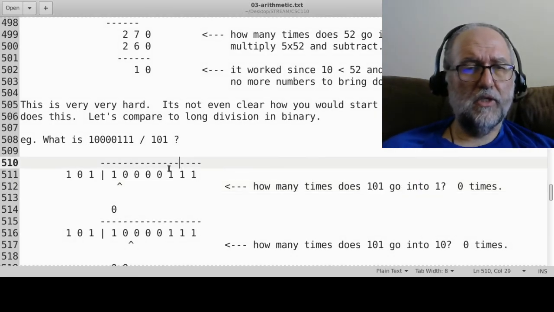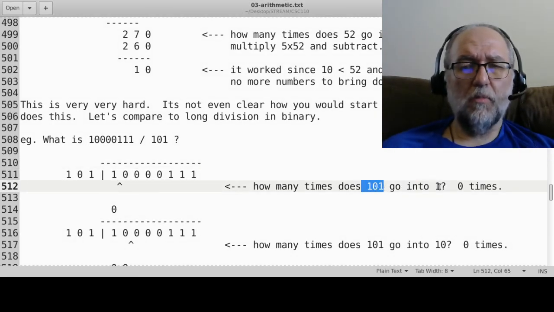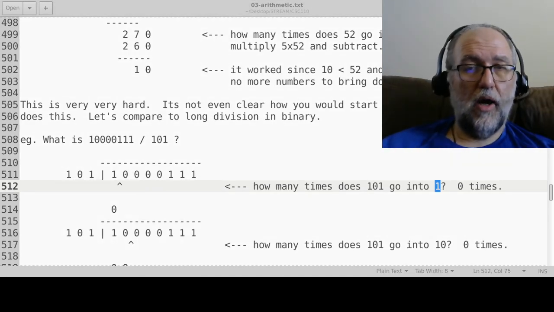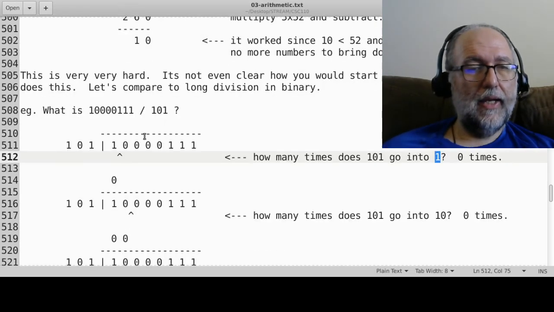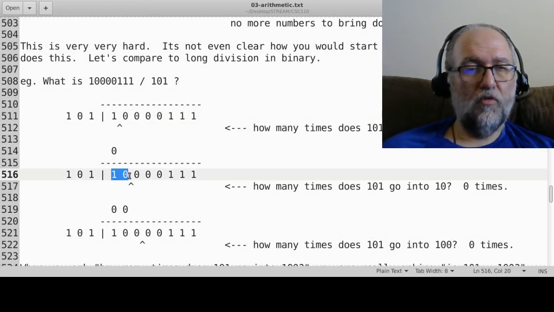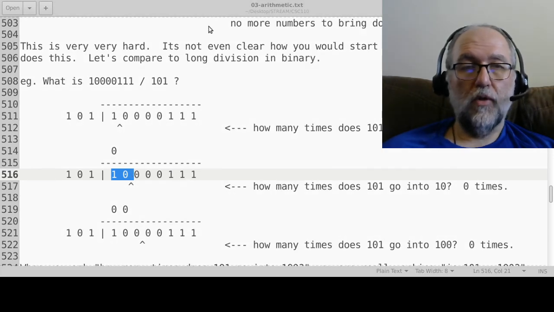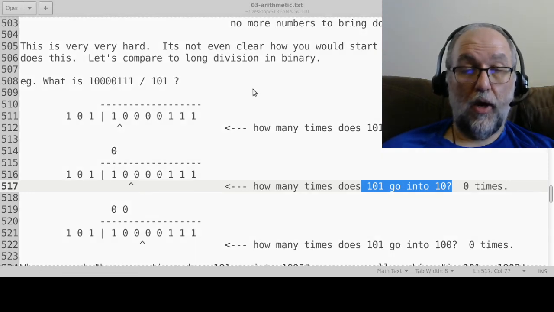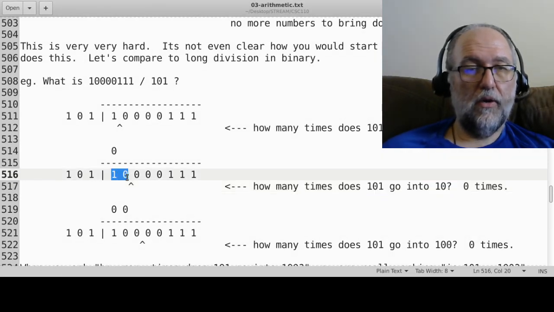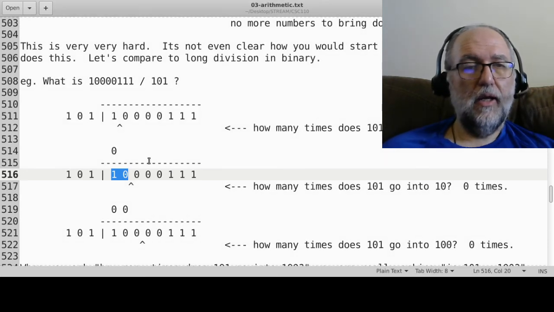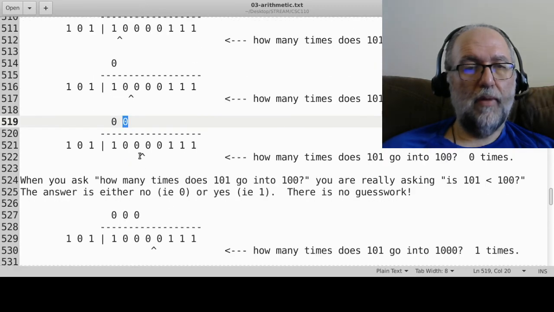So in this particular case, you say, okay, is 101 smaller than 1? Well, no way. 101 is like 5 in decimal, and 1 is just 1. Is 5 smaller than 1? No. Okay, so 0 times. And again, I put in the 0 there just as a placeholder. Then you move your little mental marker over. Okay, 101. And now you ask the question, how many times does 101 go into 10? All right, and again, 101 is bigger than 10, and so it goes in 0 times. So we'll put another 0 there, and we'll move our mental marker over.